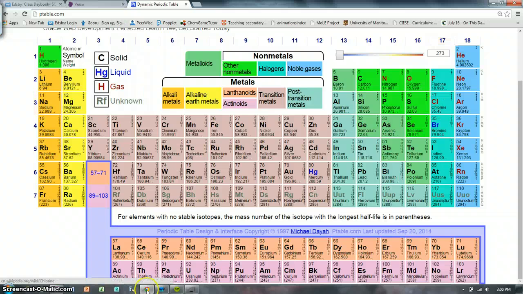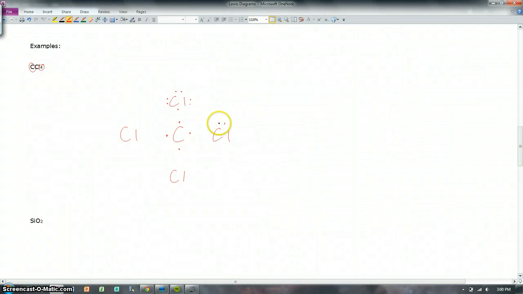Now I can see that I have 4 chlorines, so I'm going to put 4 chlorines around the outside. We're going to spread them out evenly in all these cases. And then I'm going to put my 7 valence electrons around chlorine, because it's in the 7th column.